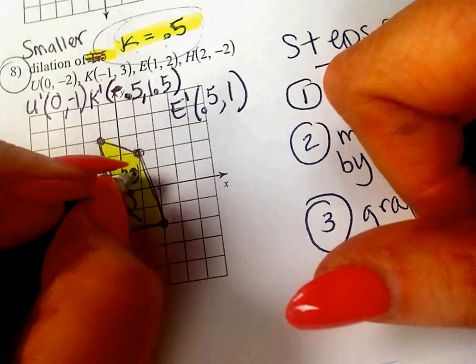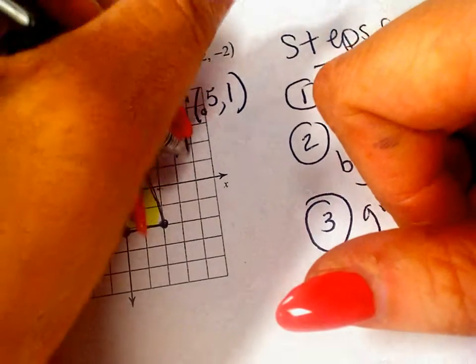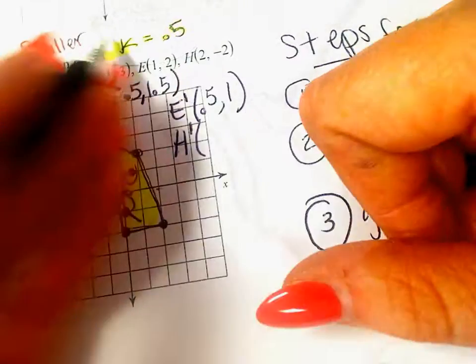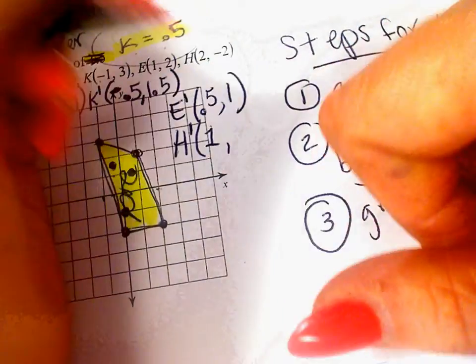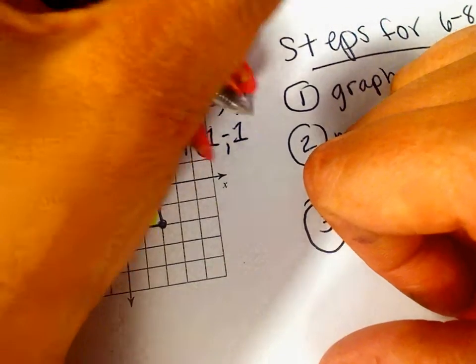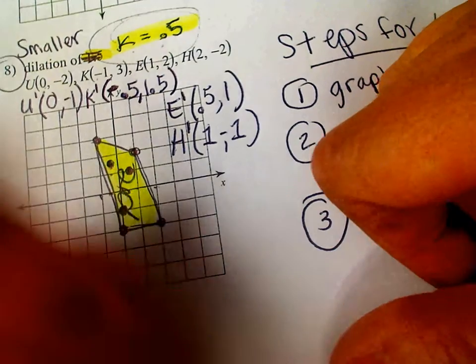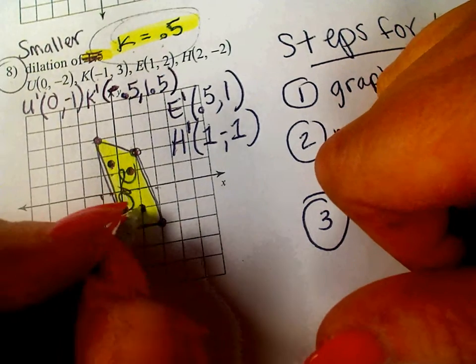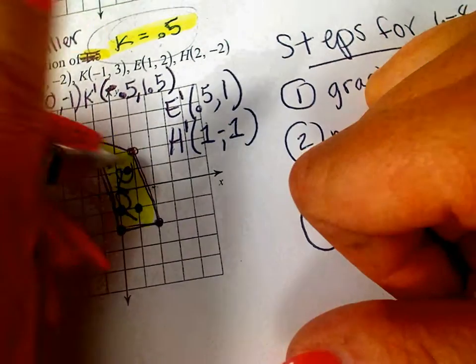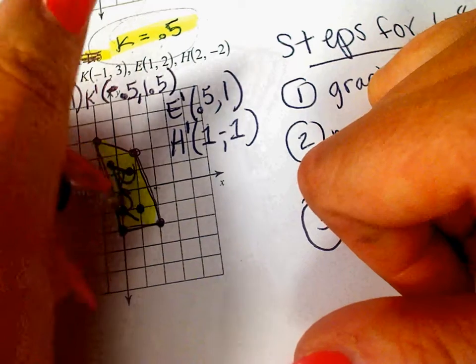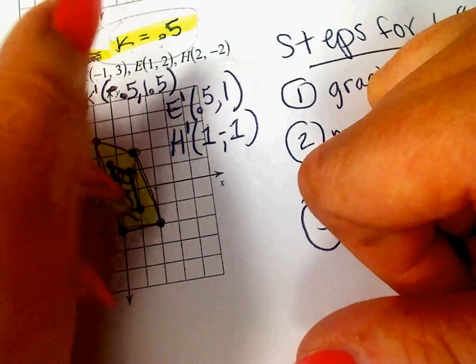And then H prime, 2 times 0.5 is 1. Negative 2 times 0.5 is negative 1. So positive 1, negative 1 down here. So you see this one is a little rectangle because we made it smaller since the scale factor was 0.5.